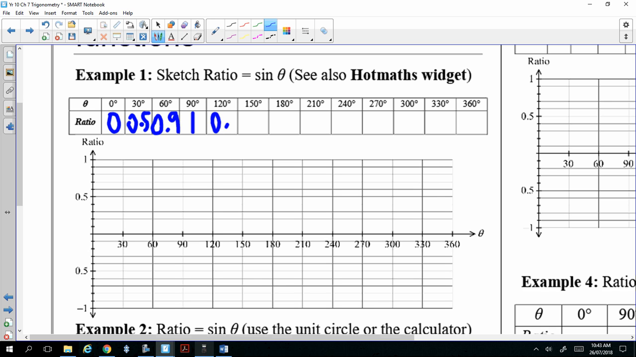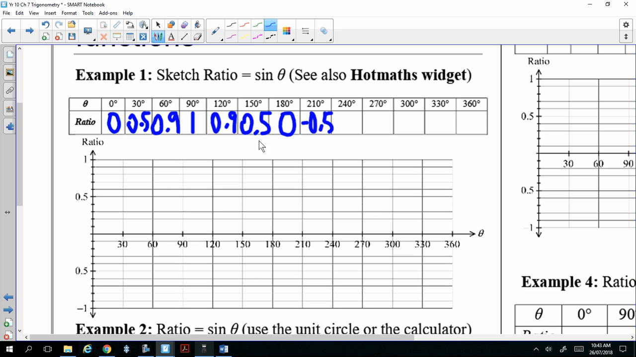I think if you keep going, you just get these numbers. You start to repeat, isn't it? All right, so you just use your calculator, fill this in, and then we'll plot the points to draw the graph of a sine ratio. So we're going to draw the graph of the ratio against the angle. See how the graph changes as the angle increases.